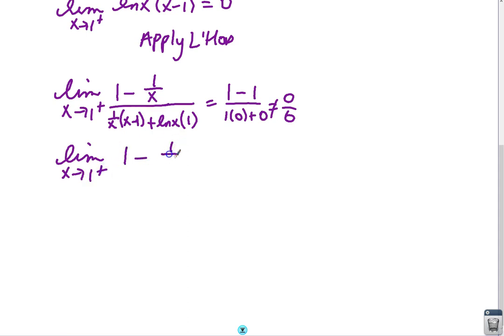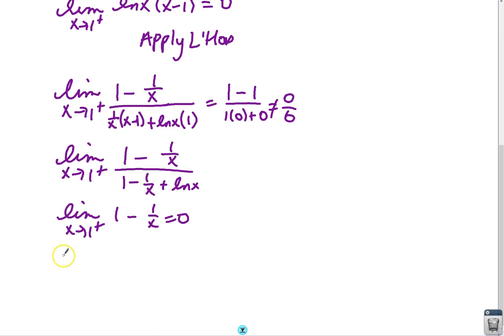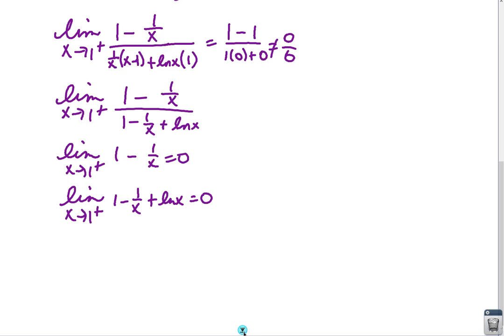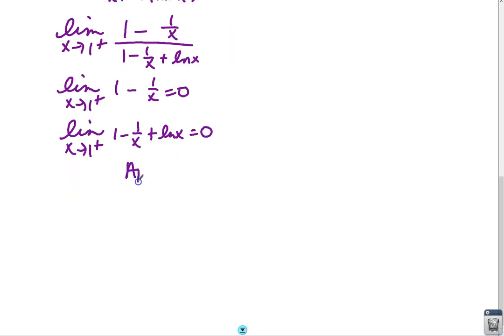1 minus 1 over x over, I'm going to go ahead and multiply this out. So 1 over x times x is just 1, minus 1 over x plus natural log of x. If I do it this way, no, that still doesn't help me out. I still end up with 0 over 0. Okay, so I still need to apply L'Hopital's one more time. So, 1 minus 1 over x equals 0.